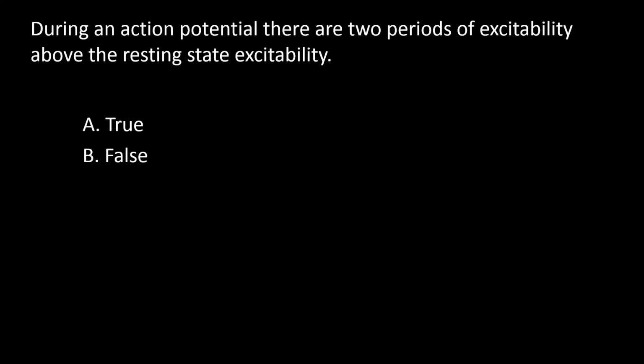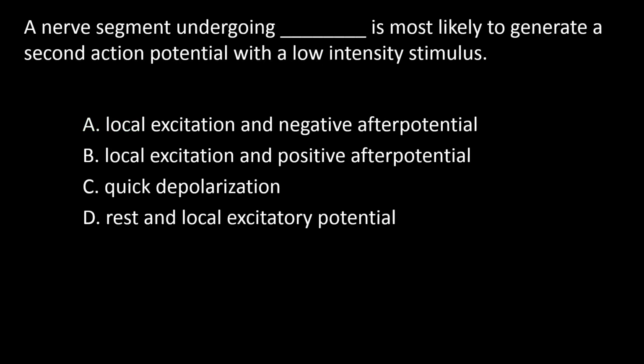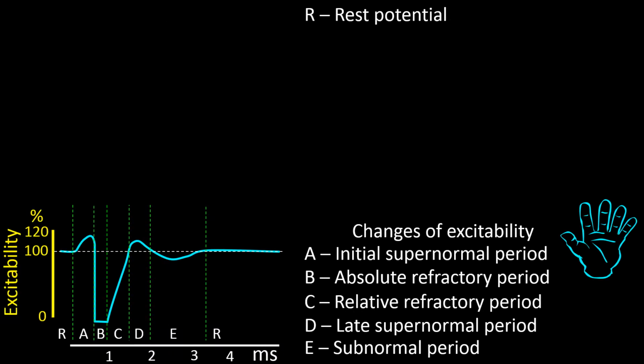So the answer to this question is A. Next question. A nerve segment undergoing DASH is most likely to generate a second action potential with a low intensity stimulus. A. Local excitation and negative after potential. B. Local excitation and positive after potential. C. Quick depolarization. D. Rest and local excitatory potentials. This figure is the one we have just explained.